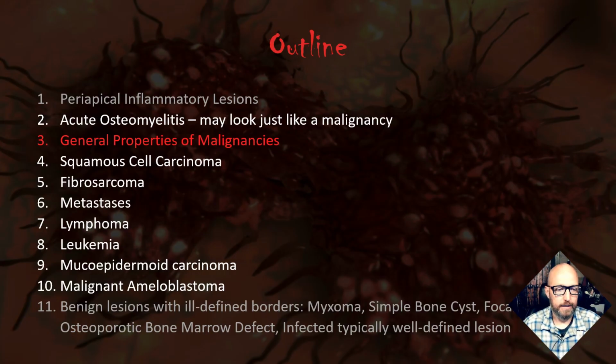Here's our outline. As I said, what we're going to start with is acute osteomyelitis, which can look just like a malignancy, and then we'll talk about the general properties of malignancies, and then we'll get more into specifics, so squamous cell carcinoma, fibrosarcoma, and as you see, all of these other ones. There are a lot more malignancies than this, but I'm going through the most common ones. As we know, squamous cell carcinoma is by far the most common malignancy of the oral cavity, so of course we have to start with that.